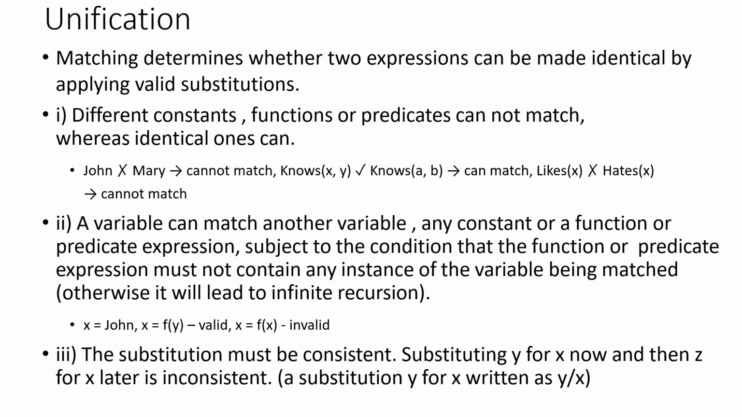The first rule is that different constants, functions or predicates cannot match, whereas identical ones can. Here you can see the example John and Mary. John and Mary are two different constants, so we cannot match them. Then knows(x, y) and knows(a, b): x can be a and y can be b, so matching is possible. Next, likes(x) and hates(x): one predicate is likes and the other is hates, so we cannot match them.